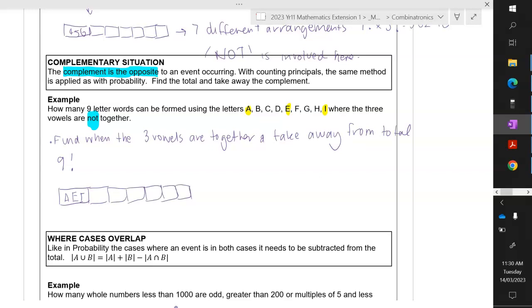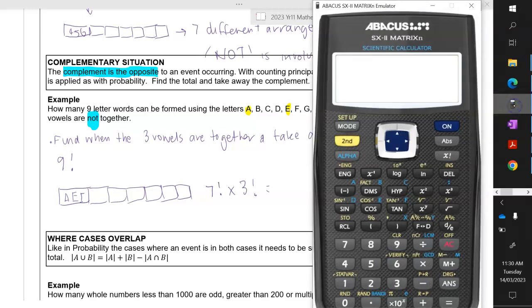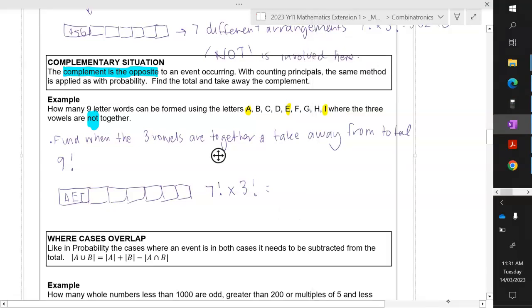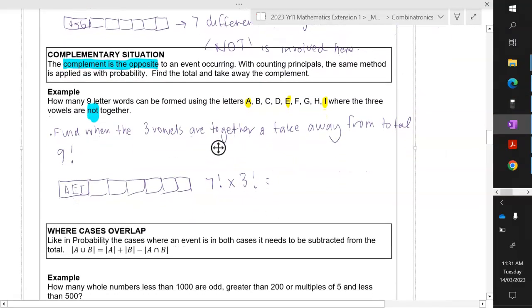We're going to think of this group of vowels as one letter. Then we've got 7 possible positions that we could move within that word if we kept our vowels together. So that would be 7 factorial times the grouping within our vowels, which would have 3 factorial different ways. If we pop that on the calculator, 7 factorial times 3 factorial gives us 30240, which was our answer from up above.